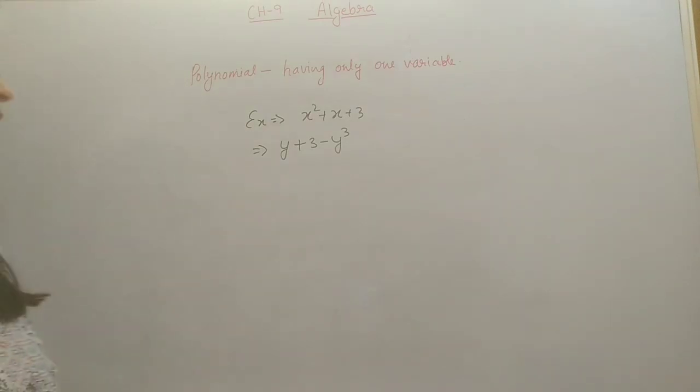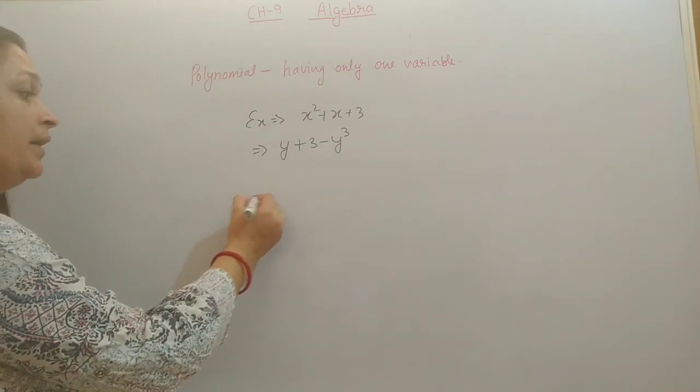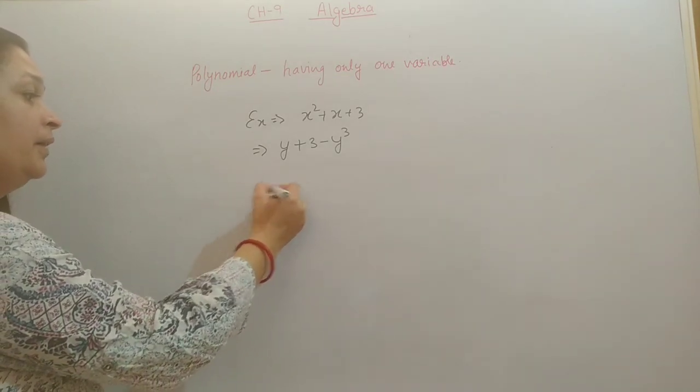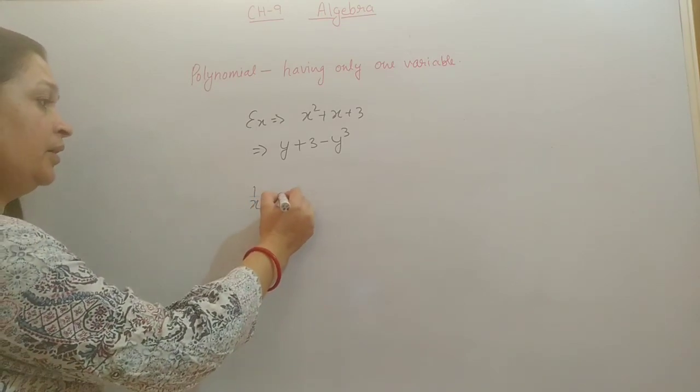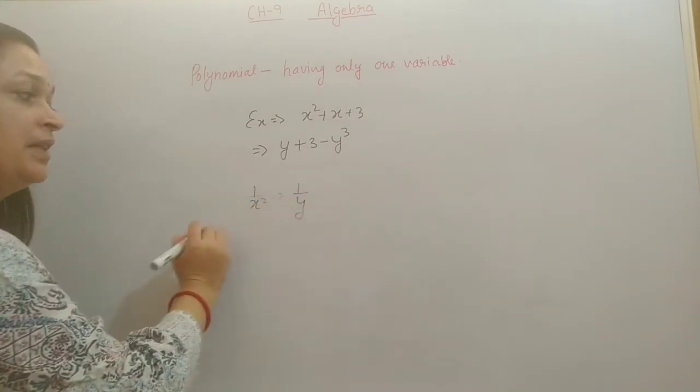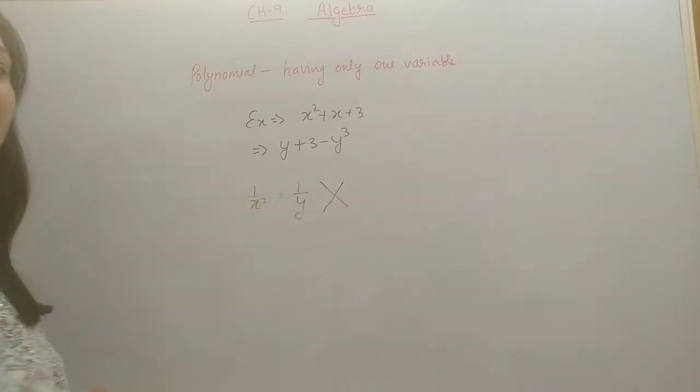One more thing you have to remember, always in a polynomial, there is no term like 1 by x square or 1 by x. The variable will not be in the denominator. It will be in the numerator. If it is like this, then it is not coming under polynomial.